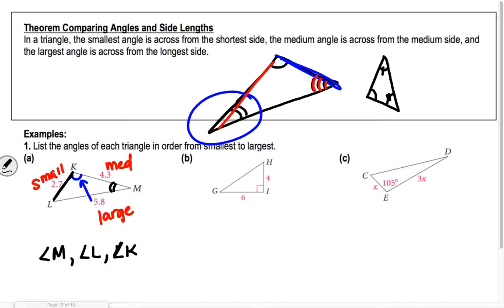But I don't have all the sides listed. I could find that third side by Pythagorean theorem. But is 90 degrees the largest angle? Can we assume that? Yeah, 90 degrees has to be the largest angle. You can't have two things that are more than 90 degrees. All right, so that means my smallest angle is angle G, my medium angle is angle H, and my largest angle is angle I.